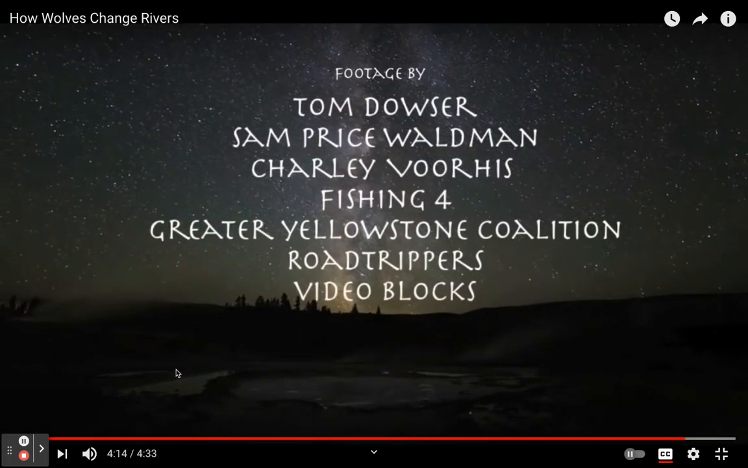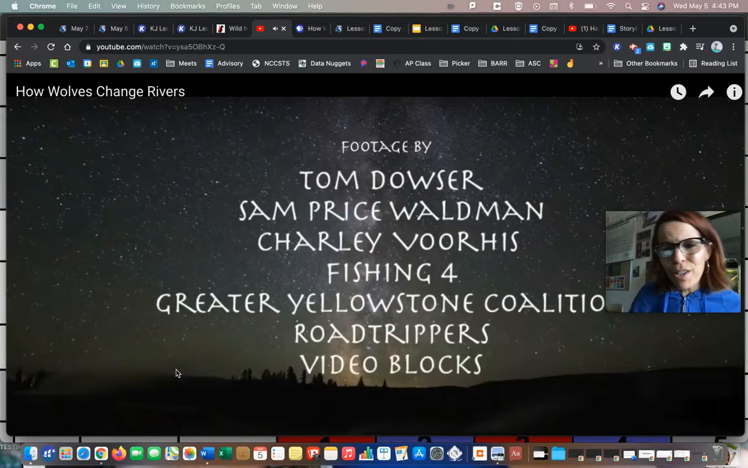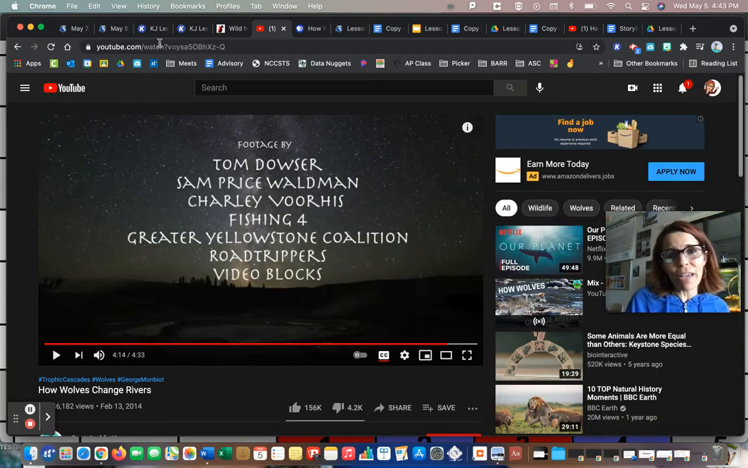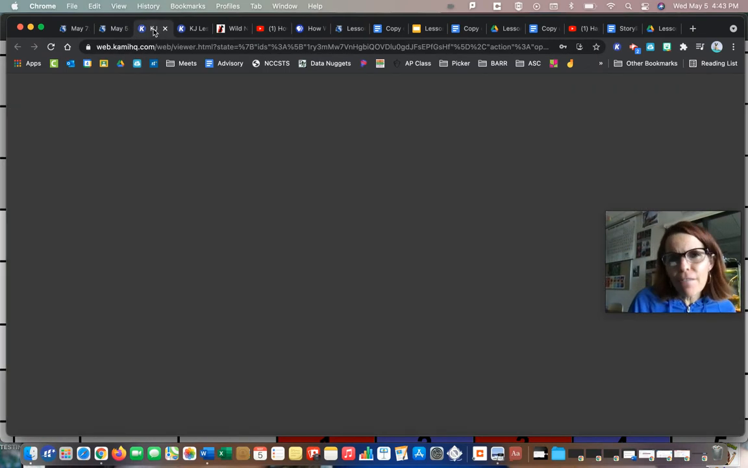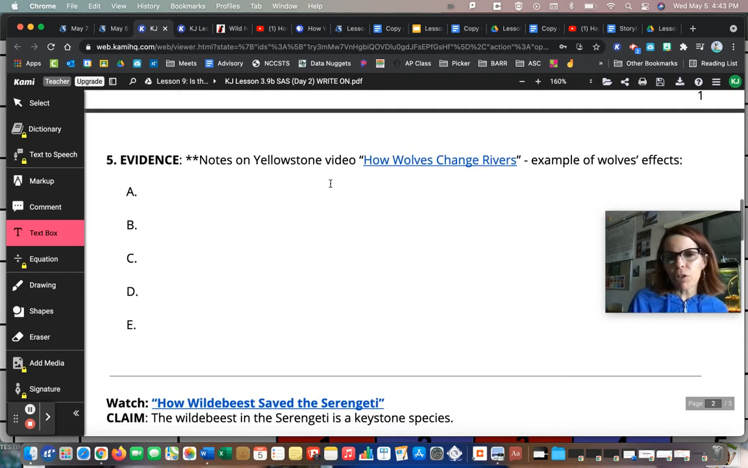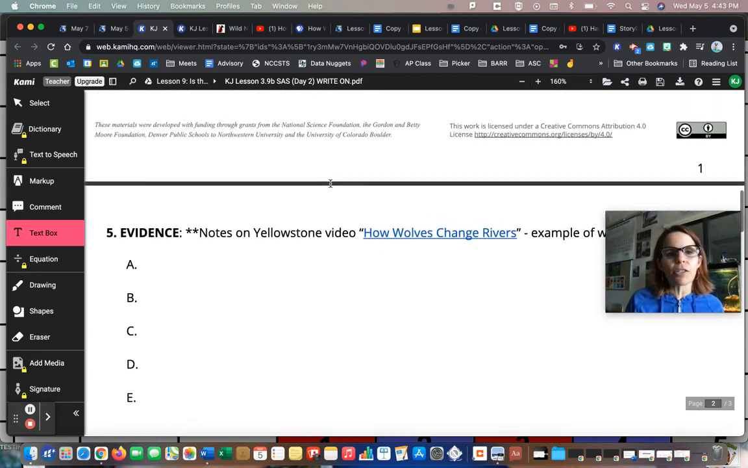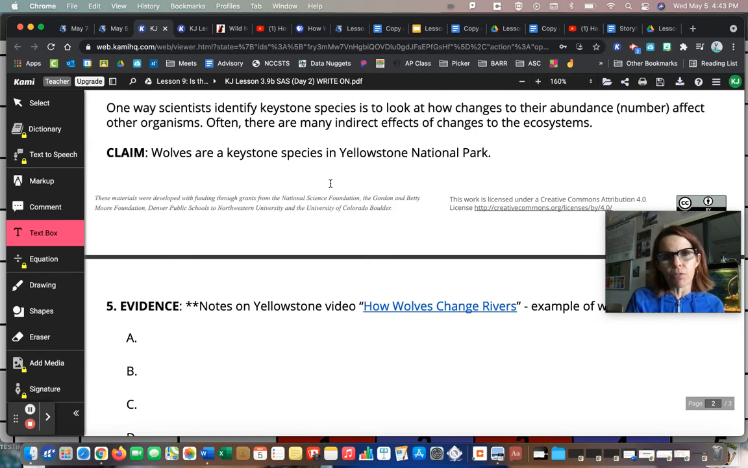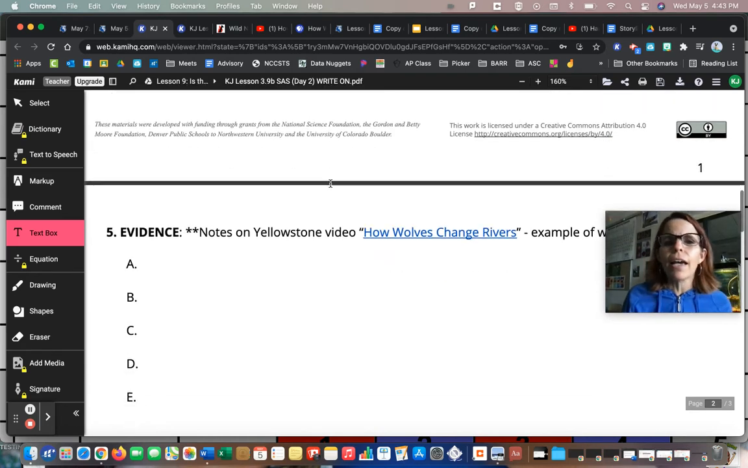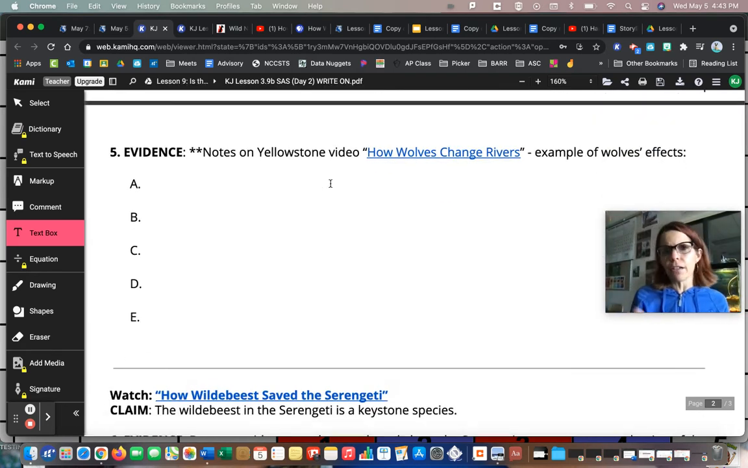All right, we'll go ahead and stop there. Okay, so there was so much information and so much evidence that we could write down. Remember, what we're trying to listen for is examples of how the wolves have a huge impact on their environment, why we would call them a keystone species. Our claim is that they're a keystone species. What's our evidence? The impact that they have on their environment.